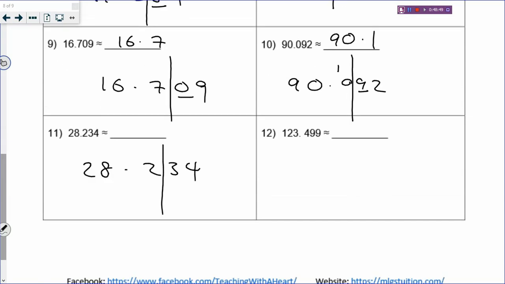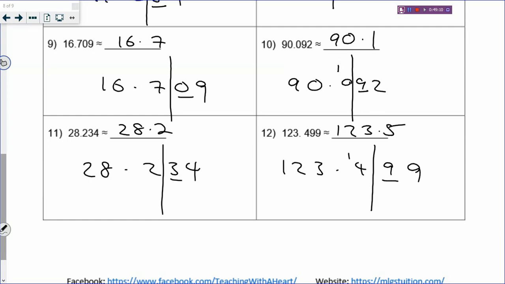28.234. Draw a line to show your one decimal place and look at the digit beside. Is it 5 and bigger? No, it's not. So it's 28.2. Okay, and the next one, 123.499. Draw a line to show your one decimal place and the digit 9. Is it 5 and bigger? Yes. So it's 123.5.